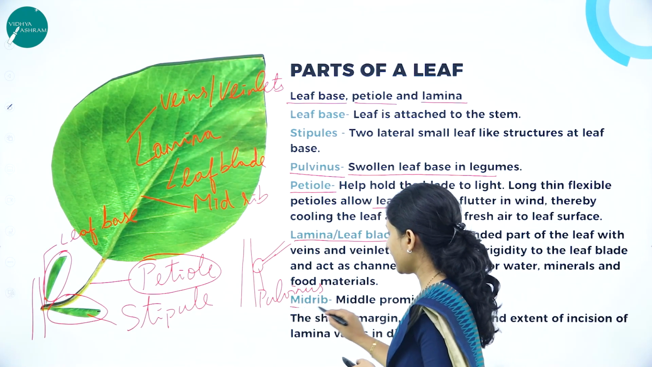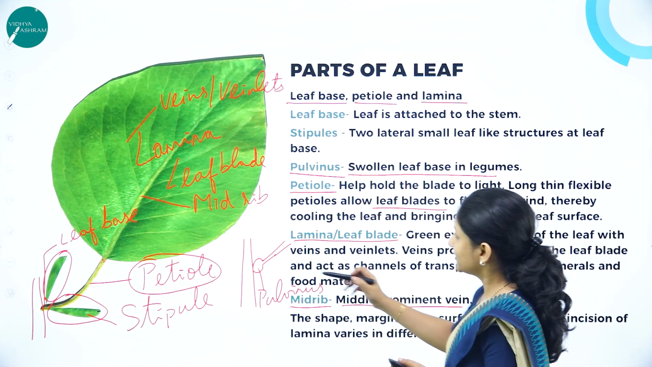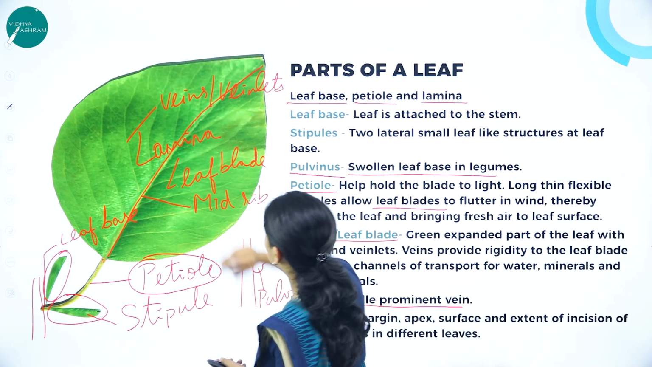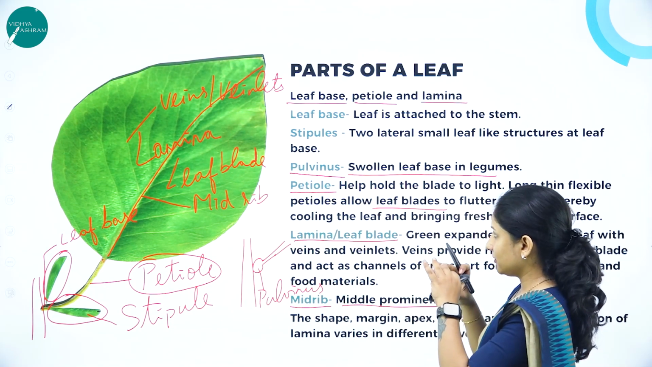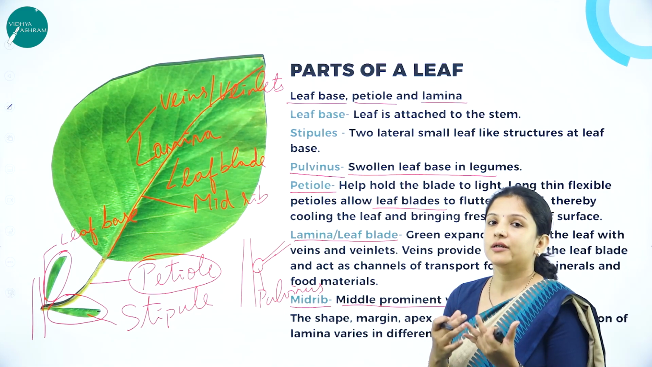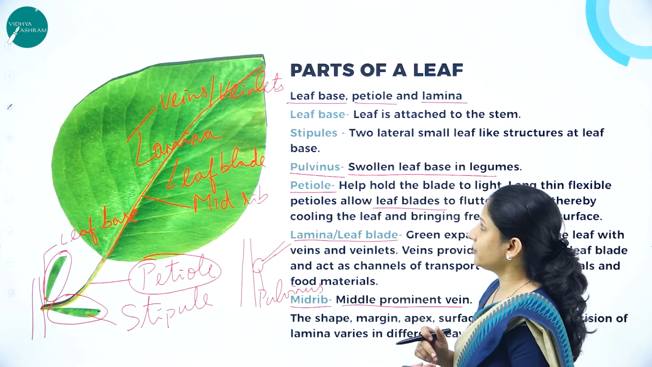Next is the midrib, as I told you. The midrib is the most prominent vein. The center one, which is the most prominent, this entire vein is called the midrib, and the midrib is very, very important because it holds the lamina, or it gives strength to the fragile lamina or leaf blade. So that is about the midrib.